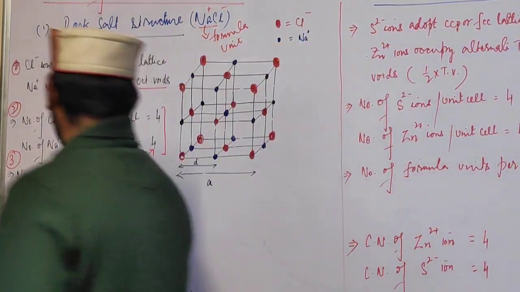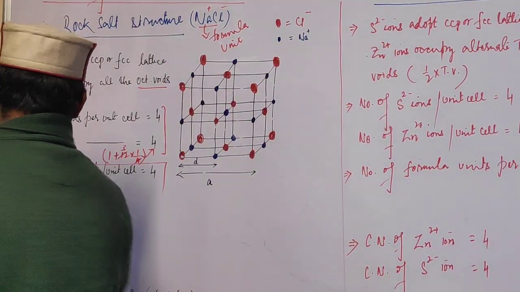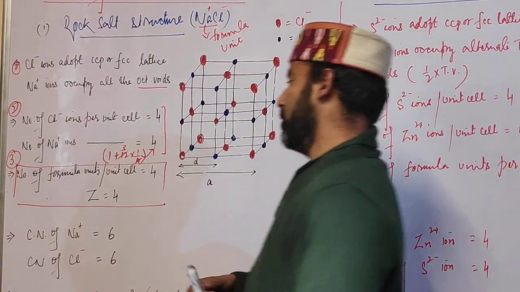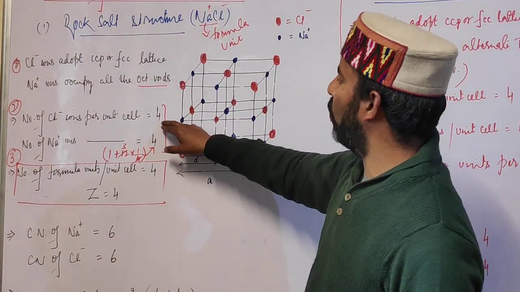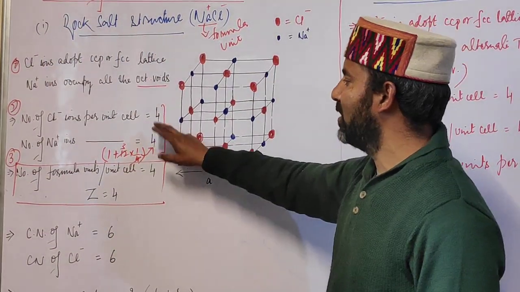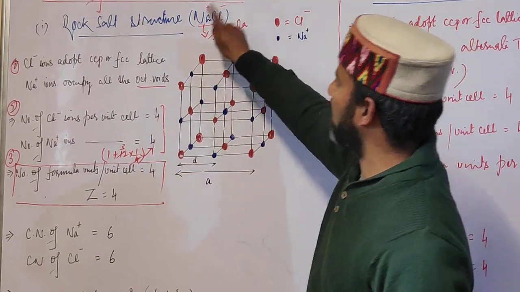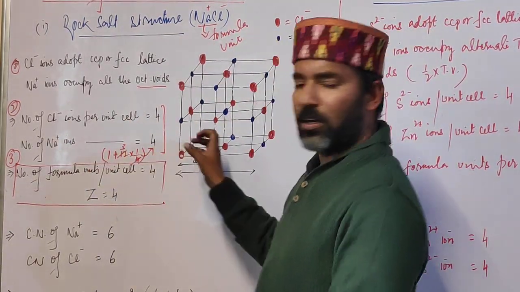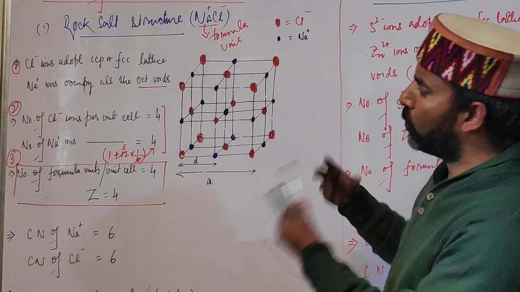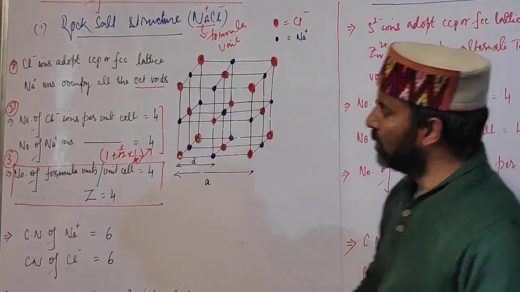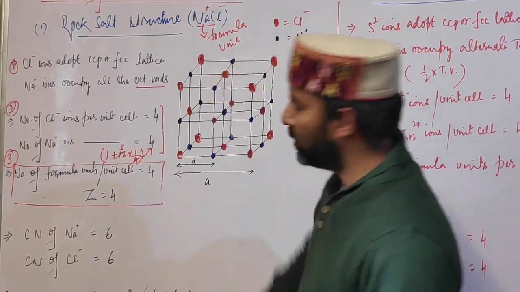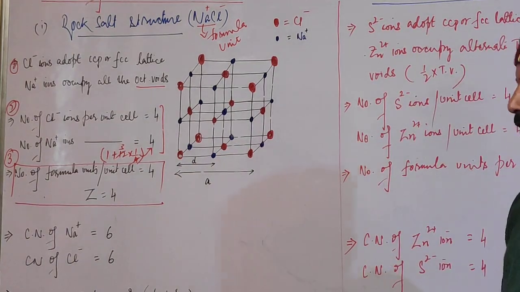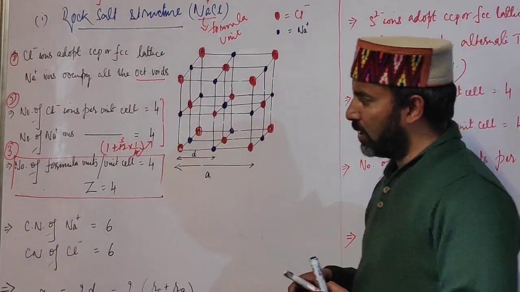So we have how many formula units per unit cell? Students, we have 4. Why 4? Because per unit cell we have 4 sodium ions and 4 chloride ions, and since one formula unit has 1 sodium, 4 sodiums make 4 formula units. Similarly, 4 chlorides make 4 formula units. So we have how many formula units per unit cell? 4.